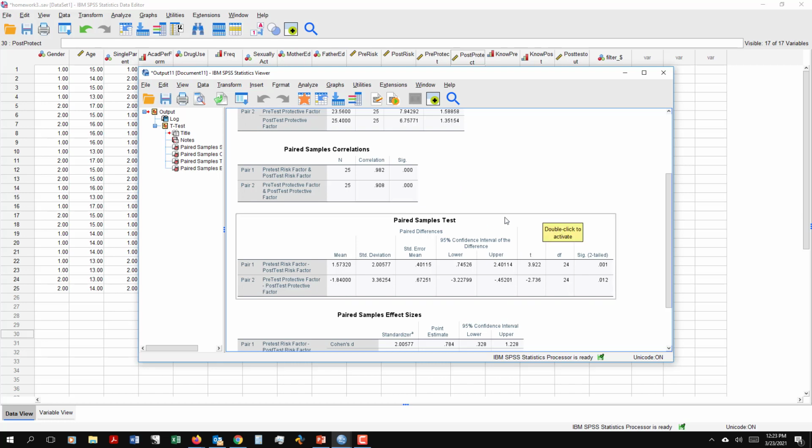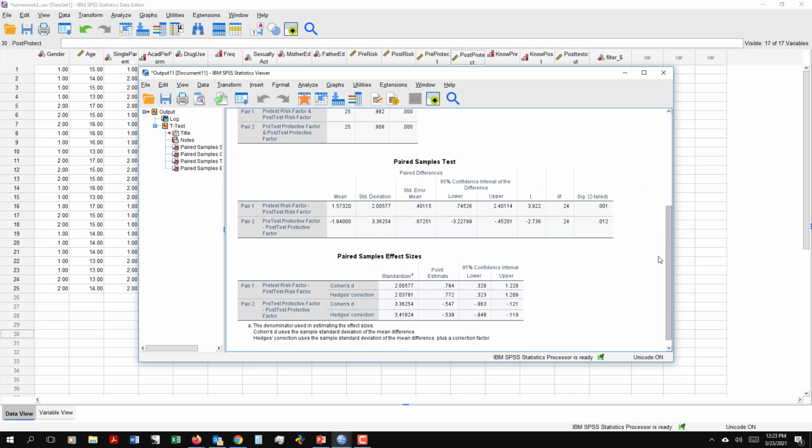Then we come to the paired samples test. Right here, we have pre-test risk factor to post-test risk factor, right? We have 0.001, so that's a significant change, okay? We have degrees of freedom of 24, and there's our T. Pre-test protective factor to post-test protective factor, we have 0.012. That also is less than 0.05, so that's a significant finding.